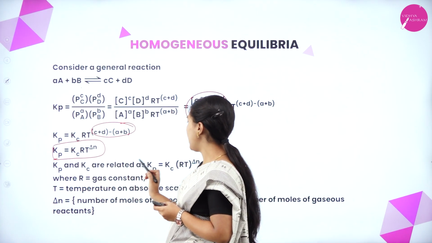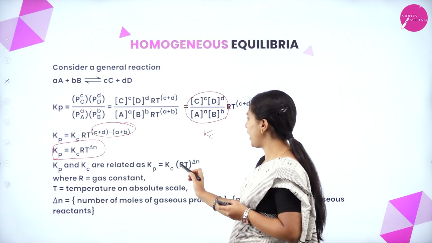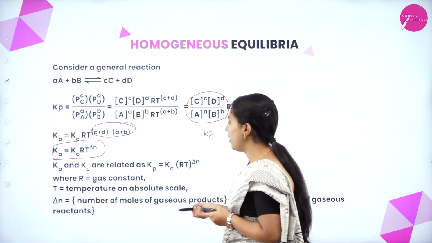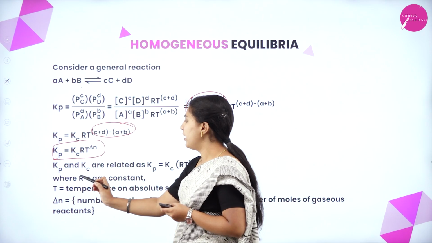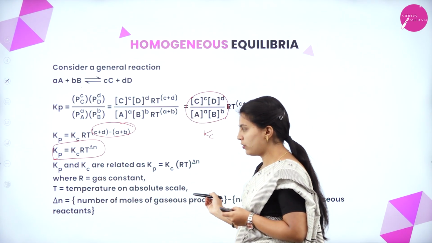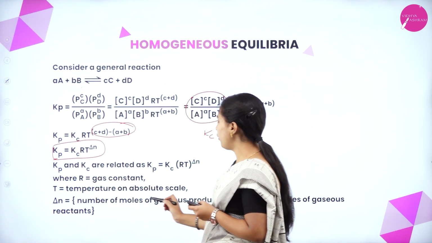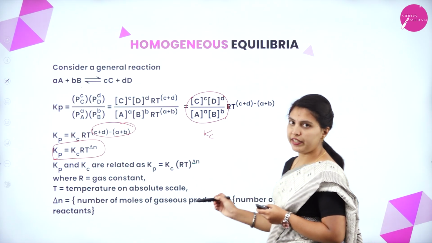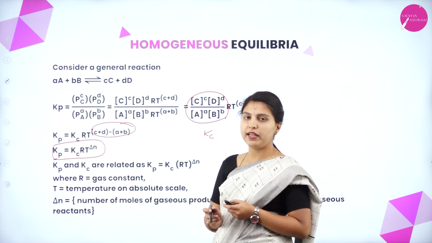Kp and Kc are related as Kp equals Kc into (RT) to the power delta n, where R is the gas constant, T is temperature on the absolute scale, and delta n is the number of moles of gaseous products minus the number of moles of gaseous reactants. How will it be calculated?